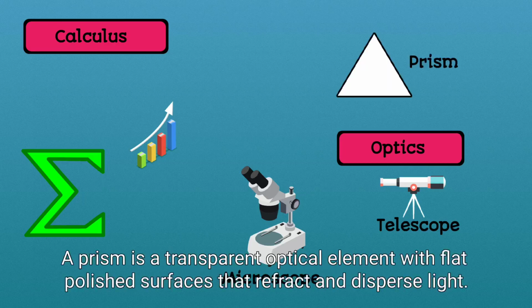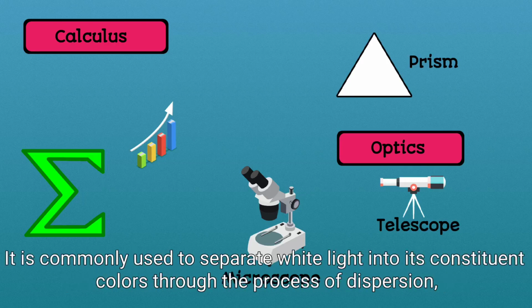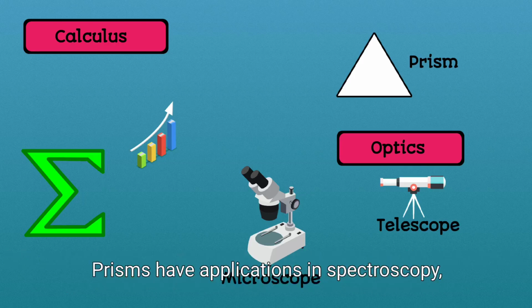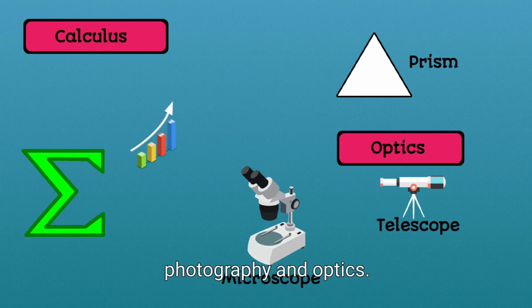A prism is a transparent optical element with flat, polished surfaces that refract and disperse light. It is commonly used to separate white light into its constituent colors through the process of dispersion, revealing the spectrum. Prisms have applications in spectroscopy, photography, and optics.